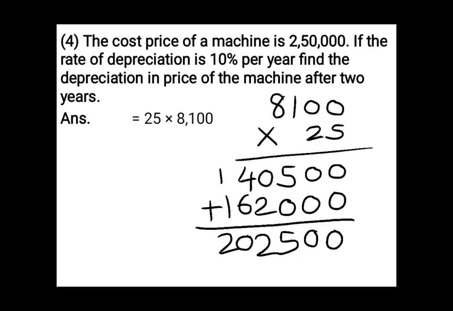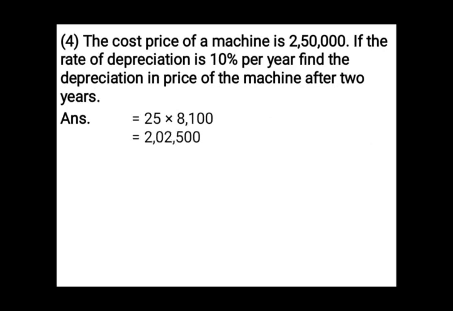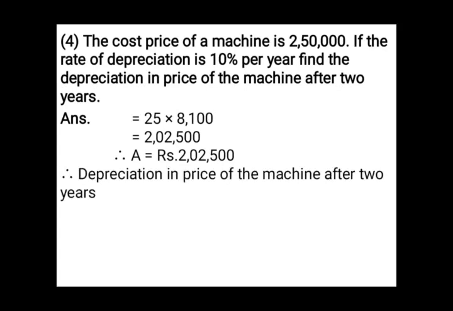After multiplying 8,100 into 25, I am getting the answer 2,02,500. So this is the amount you got. Therefore, amount is equal to rupees 2,02,500. Now you have to find the depreciation in price of the machine after 2 years. Therefore, depreciation in price of the machine after 2 years, formula is principal minus amount.